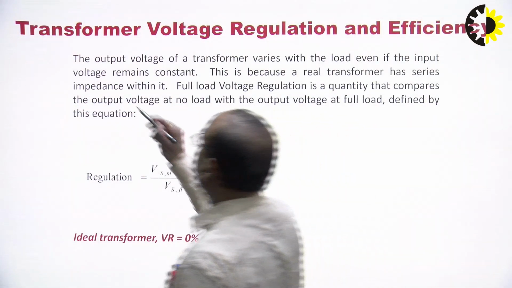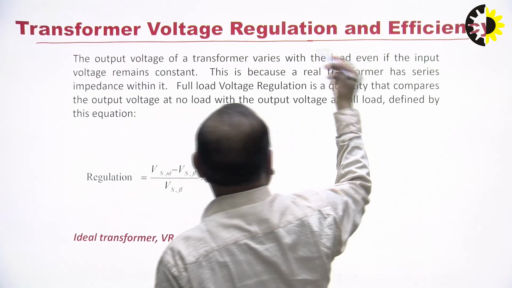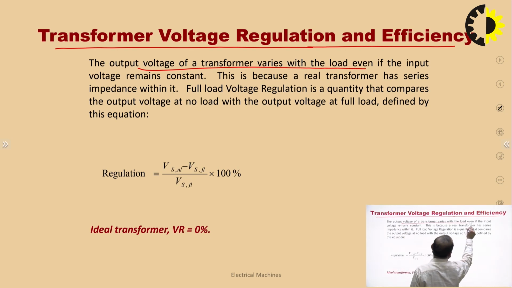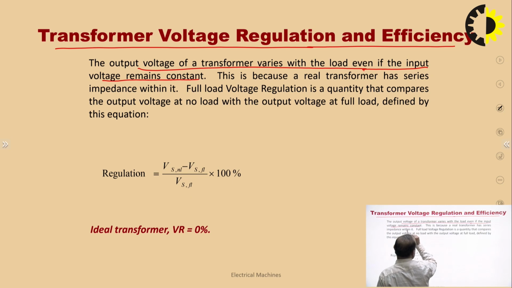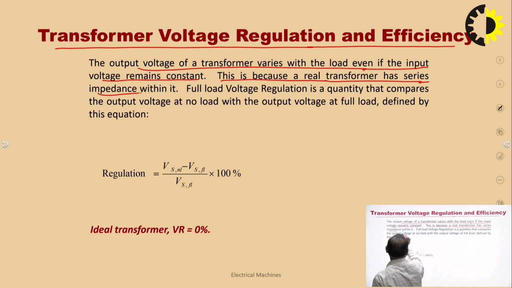So, if we see further, what is voltage regulation of a transformer? Efficiency has already been discussed, so I will not discuss it here. I will basically be discussing voltage regulation of a transformer. The output voltage of a transformer varies with the change in load connected across the secondary, even if the input voltage is not changing or remains constant. This is because a real transformer, which we also call a practical or actual transformer, has series impedance connected with it.